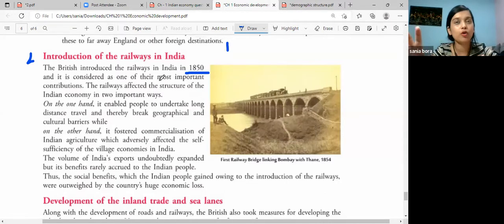Britishers never followed our economic policies. Britishers followed their own economic policy. Britishers never motivated the Indian economy. Nothing. But yes, they made a few contributions in India. Whatever the structure or status of Indian Railway is nowadays, it is due to the Britishers, because Britishers only introduced railway in India, right? So the Britishers introduced railway in India in 1850 and it is considered one of the most important contributions.